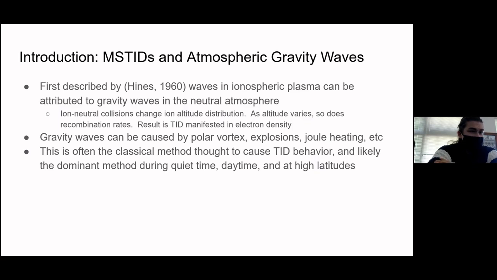So things like polar vortex, explosions, and Joule heating cause gravity wave-driven TIDs. I'll talk about the distinction on the next slide, but these are more common during the daytime, in SuperDARN, during quiet times, and also at higher latitudes, maybe.